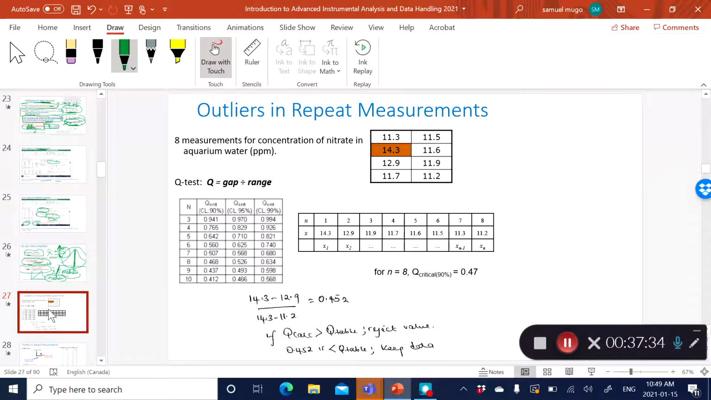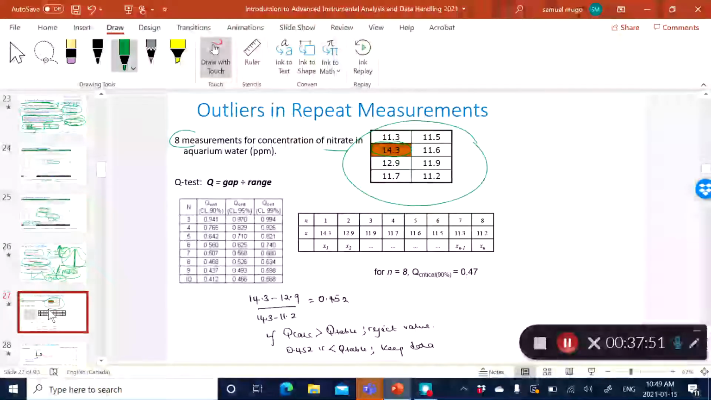So the Q-test, look at this data set here. I'm analyzing nitrate, and I've got 8 measurements. And I look at this data set. Most of them look very good, but this particular data, 14.3, appears to be fairly anomalous compared to the others. And so I want to test, is it an outlier?